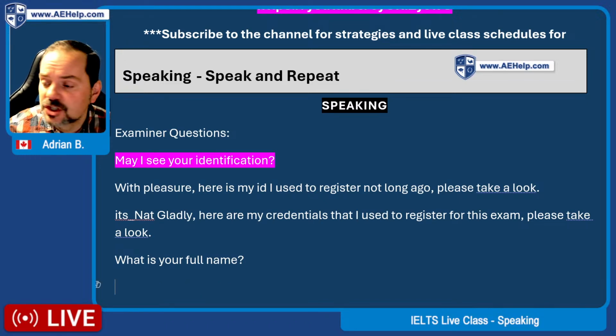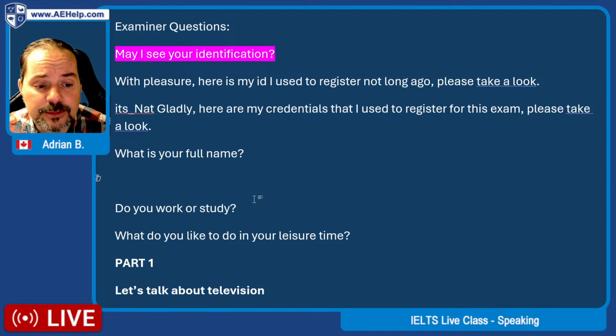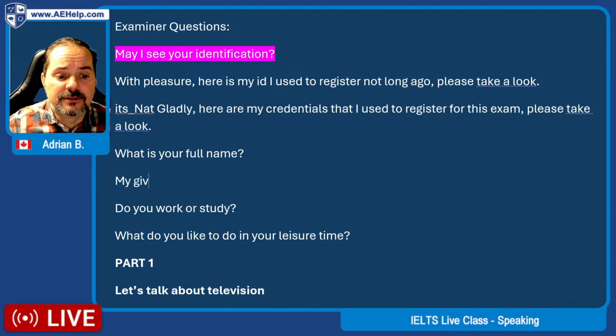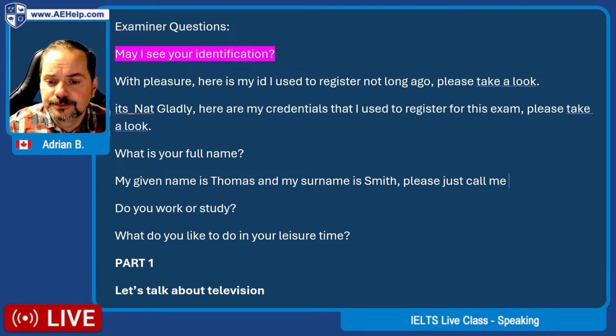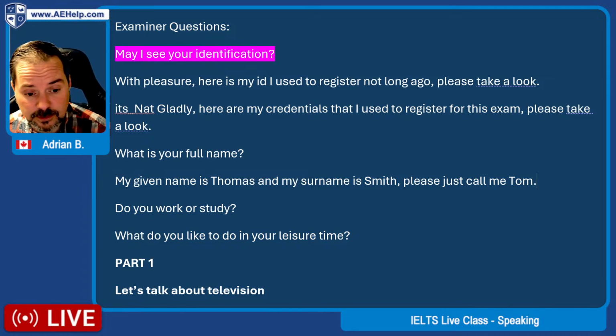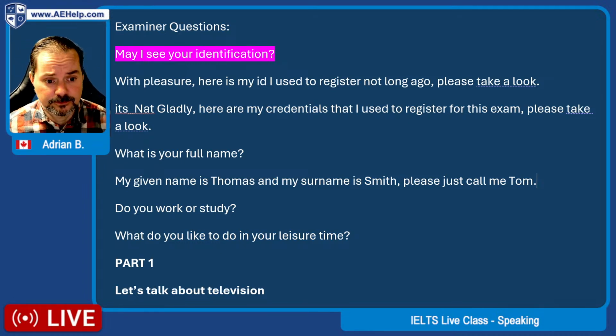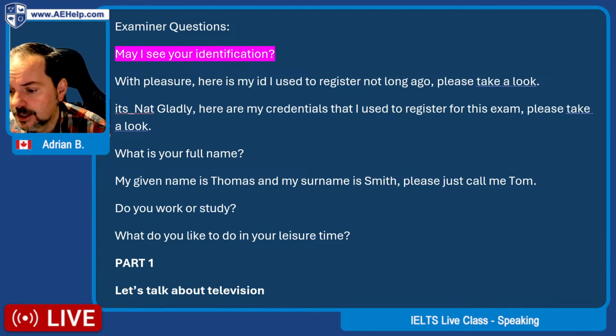Okay, then the next question is, what is your full name? Again, show the examiner that you prepared. "My given name is Thomas, and my surname is Smith. Please just call me Tom." Okay, again, tell them what you want to be called. It shows that you prepared for the test. "What is your full name?" "My given name is Thomas and my surname is Smith. Please just call me Tom."